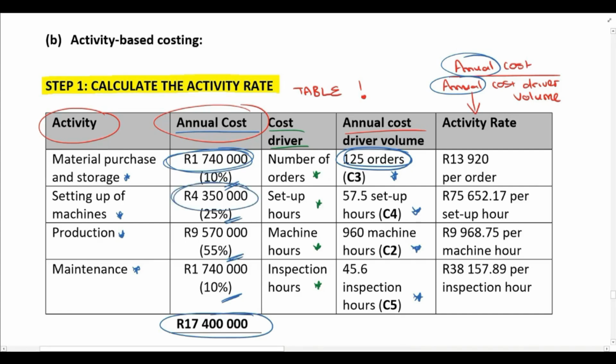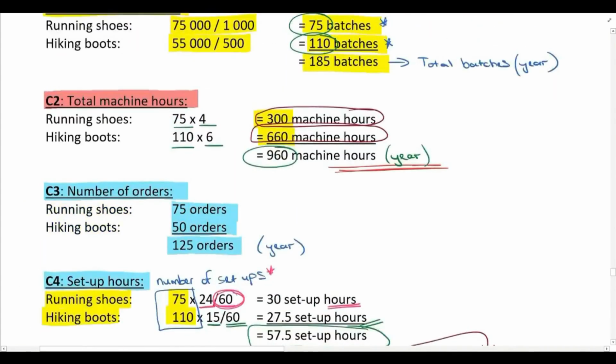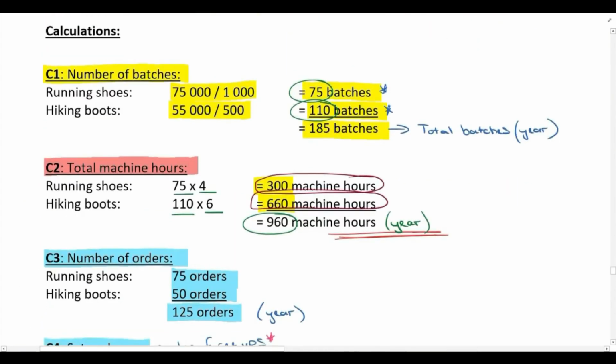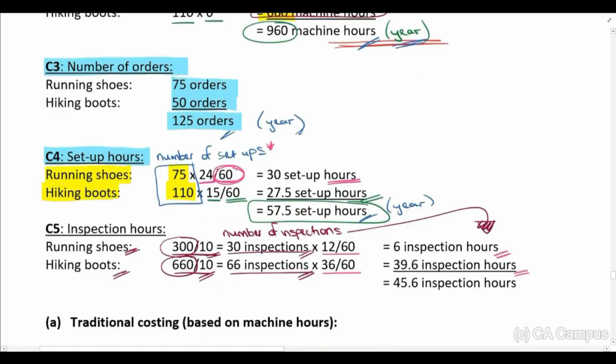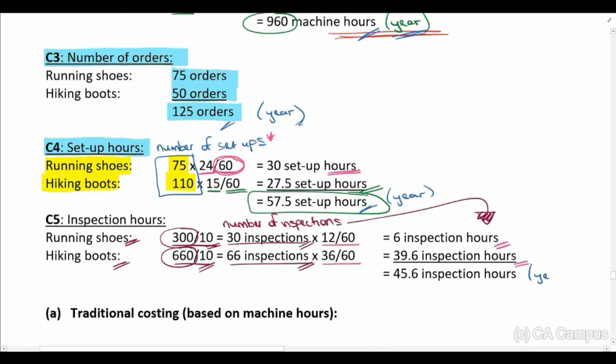If this is the setup cost for the whole year, this must be the total number of setup hours for the whole year. Okay, you're being consistent the entire time. So all of these calculations that we did up here, this was the number of batches for the entire year, the number of machine hours for the entire year, the number of orders for the entire year, the number of setup hours for the year, and the number of inspection hours for the entire year.